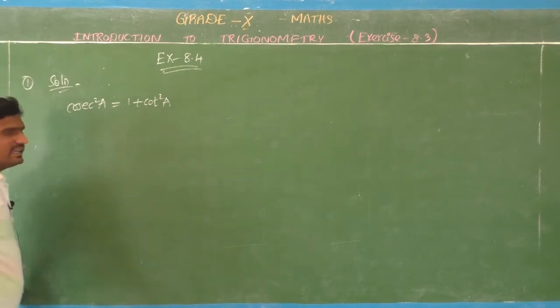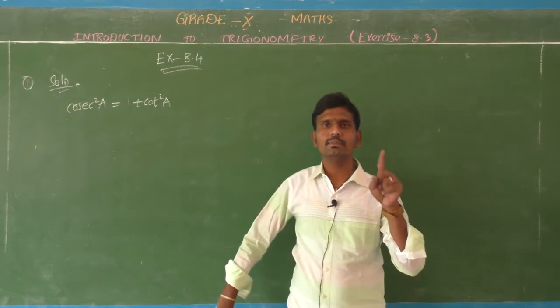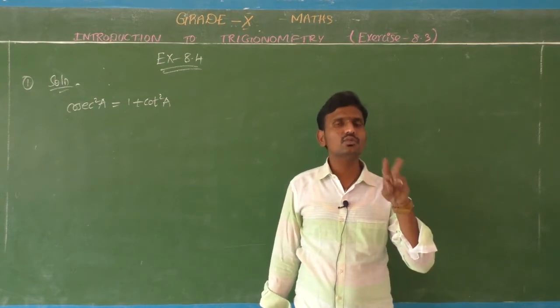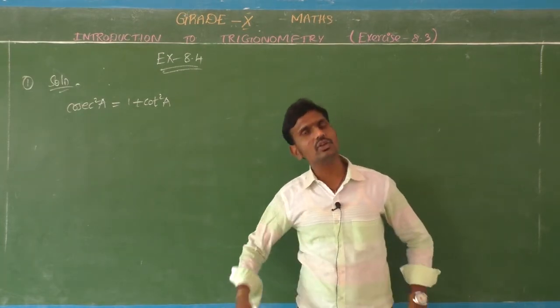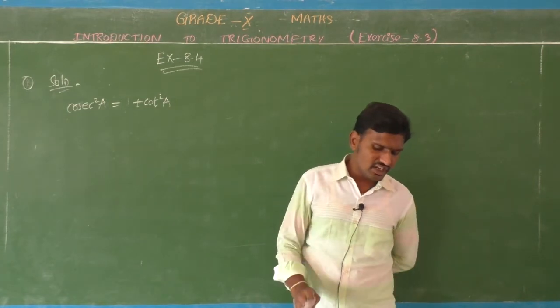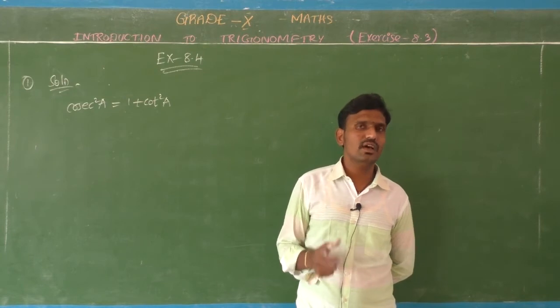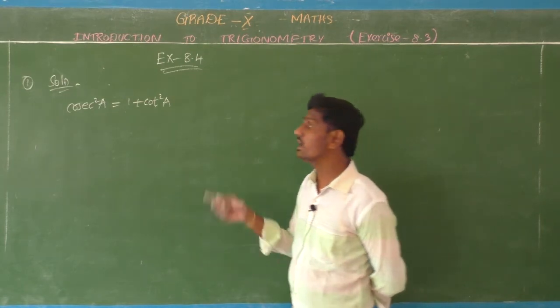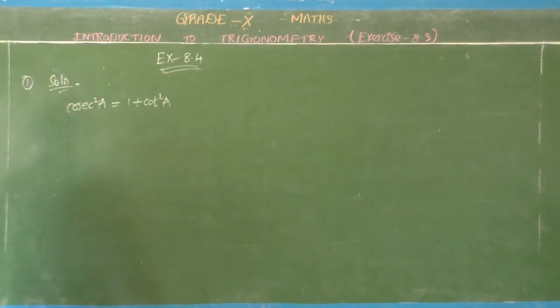So that identity we are going to take, because we know the three identities. One is sin square a plus cos square a equals 1. Second one is 1 plus tan square a equals secant square a, and third one is 1 plus cot square a equals cosecant square a. So here we need trigonometric ratios in terms of cot a only, in terms of the cotangent ratio. That's why I am choosing this identity: cosecant square a equals 1 plus cot square a.